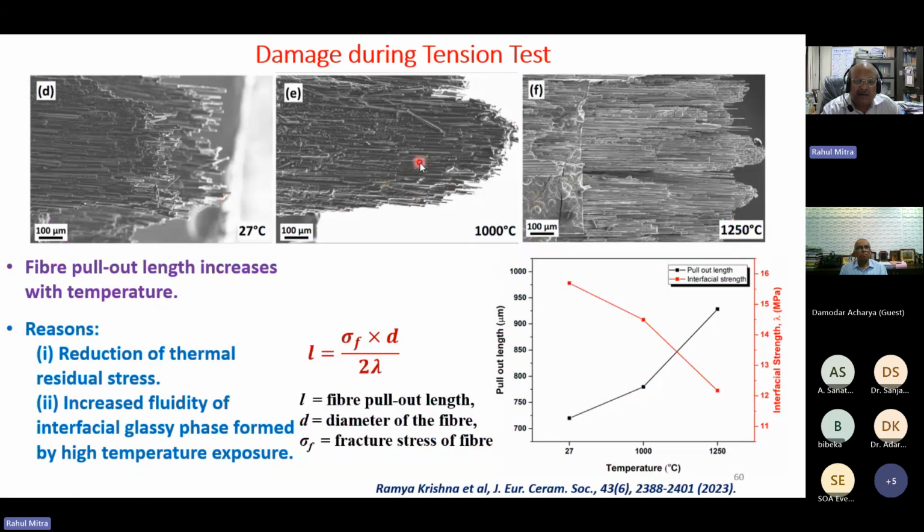We looked at the fracture surfaces at 27 and 1250 degrees, and experimental observation showed that the amount of fiber debonded from the matrix was greater at high temperature. Debonding happens by sliding of fibers in the matrix, which requires higher energy, and that was more in the case of higher temperature. That is again due to reduction of thermal residual stress, which is a compressive stress introduced when you process at high temperature and then cool it. So that gets relaxed at high temperature, and that's why debonding becomes easier. Also borosilicate glass forms at the interface, and that also allows interface sliding. So more debonding is observed, and the fiber pull-out length increased with increase in temperature.